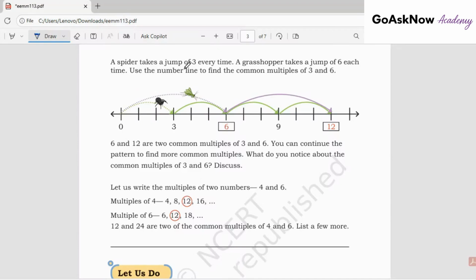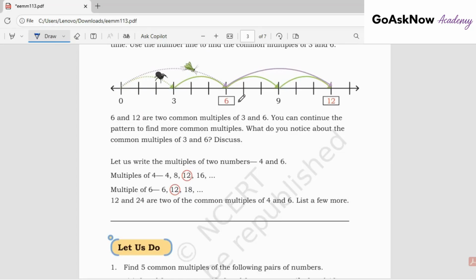A spider takes a jump of 3 every time and a grasshopper jumps 6 each time. Use the number line to find the common multiples of 3 and 6. 6 and 12 are two common multiples of 3 and 6. You can continue the pattern to find more. What do you notice about the common multiples of 3 and 6? Discuss.